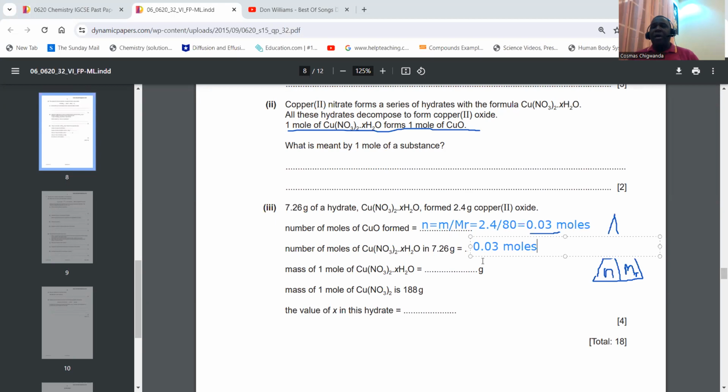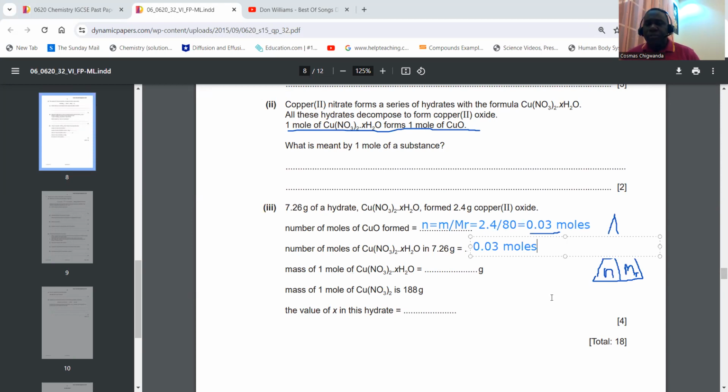Okay, right. So we have done the first part, we've done the second part. Let's move on to the third part. Mass of 1 mole. Now we want MR. Now we are looking for MR of our hydrated salt.